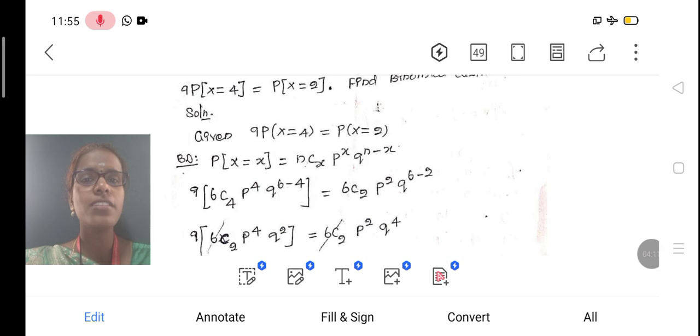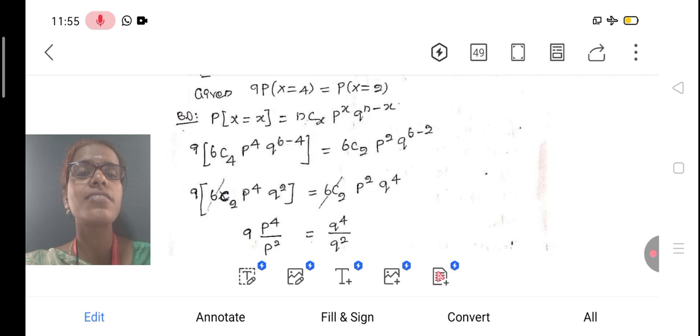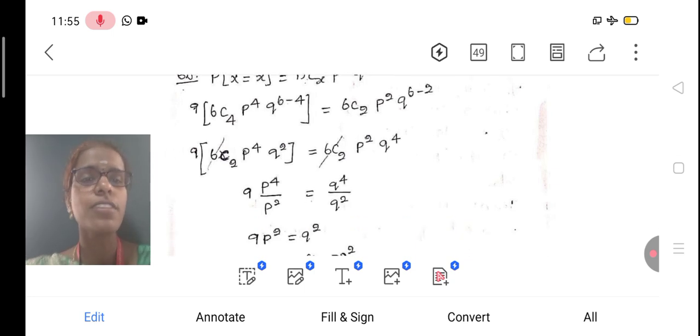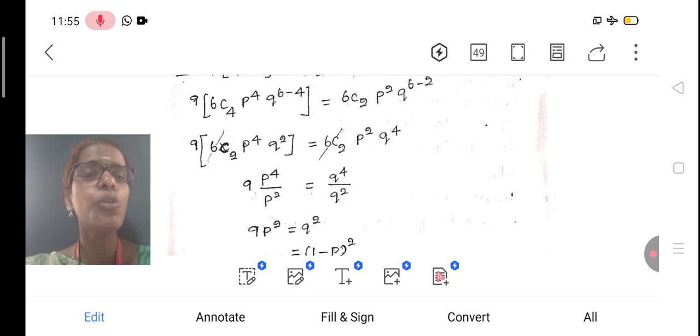Take the equation: 9 times P of x equals 4 equals P of x equals 2. Already we know the formula, P of x is nCx p power x q power n minus x. We replace x as 4 and n as 6: 6C4 p power 4 q power 6 minus 4. In the second case we replace x as 2: 6C2 p square q power 6 minus 2. You can check that 6C4 is the same as 6C2, so on both sides we have 6C2. Just cancel those terms and write the remaining, which is 9 into, collecting the p terms on the left and q terms on the right.